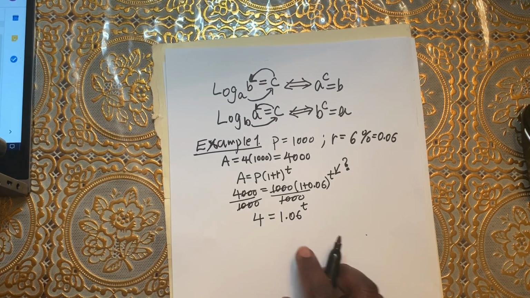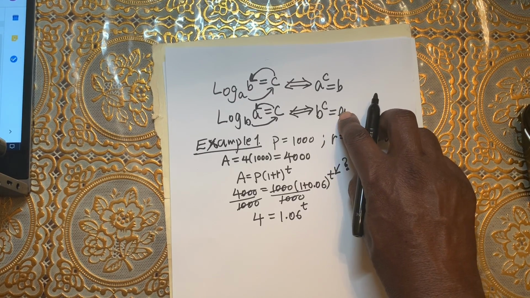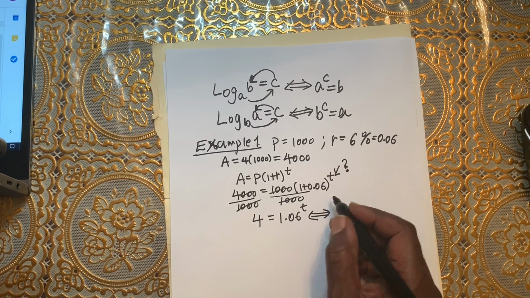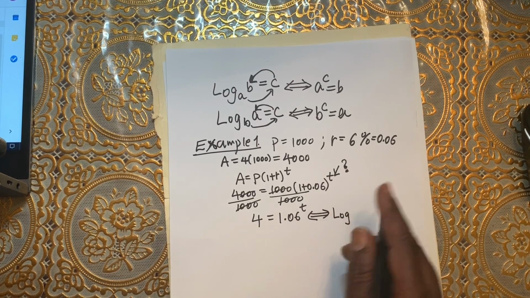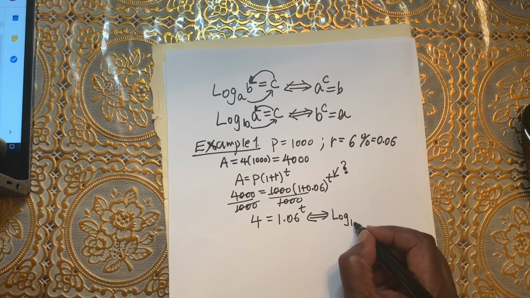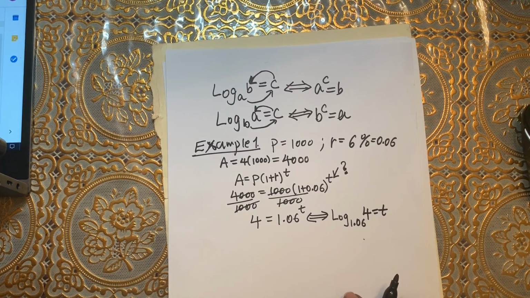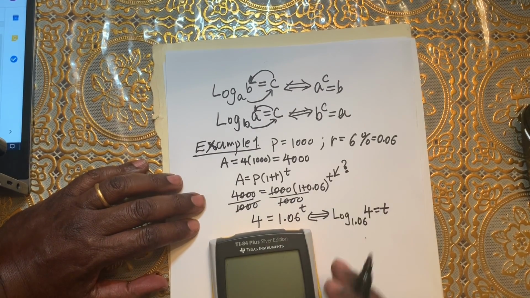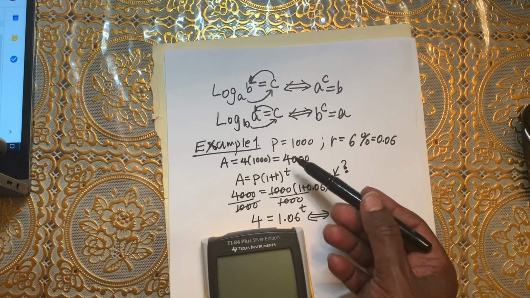Now this is exactly similar to the formula B to the power of C equal to A. So I'm changing this to logarithm if I want to get T. Log base 1.06 of 4 equals T. Already I got the time. That's why we are learning logarithm, to find how long it takes for some money to grow from the original amount to the final amount.